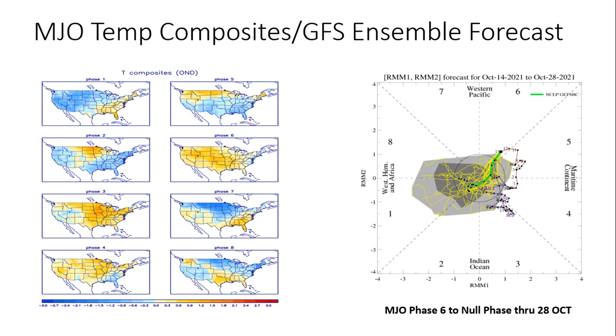So now let's take a look at the latest forecast for the MJO. We're first going to take a look at the GFS Ensemble forecast on the right. This time period runs from basically October 14th to the 28th of October, a 2-week period. Pay attention to the green line. That's your NCEP GEFS, the GFS Ensemble Forecasting System. That's your forecast there. We're starting out in a weak Phase 6, and we're working our way towards the smaller center origin circle, a null phase, according to the latest forecast through 28 October from the GFS Ensemble.